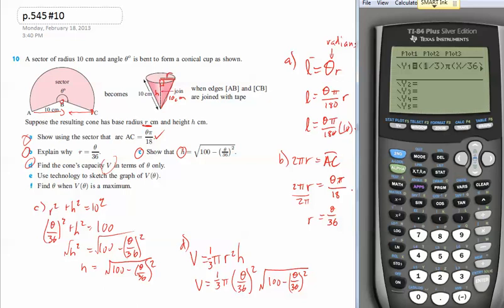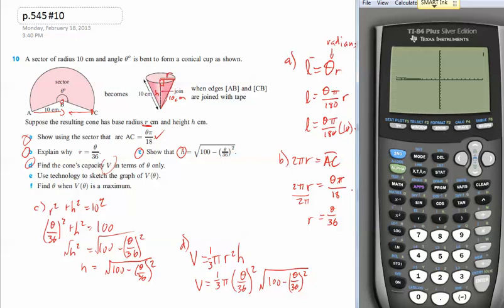Very well, let's continue. So I've got 1/3 pi times x over 36. Now the x is my theta, right? So x over 36 squared, and then square root of 100 minus x over 36 squared again. Now, before I do this, I'm going to go to my mode and make sure that I'm in degrees. Remember, theta is in degrees. Not that it matters because I'm not doing any trig, so I guess it doesn't really matter. But let's go ahead and graph it.